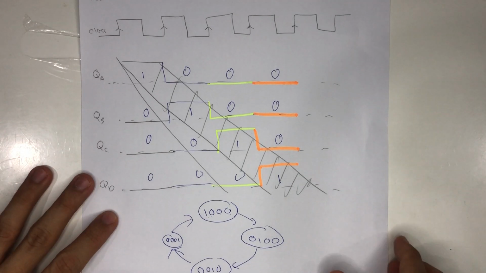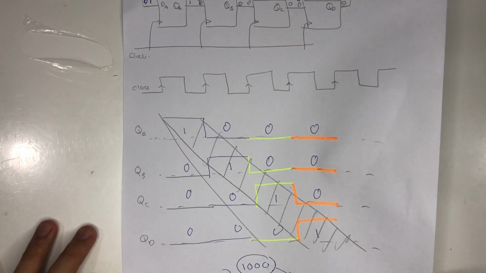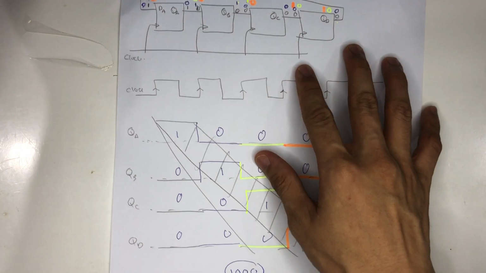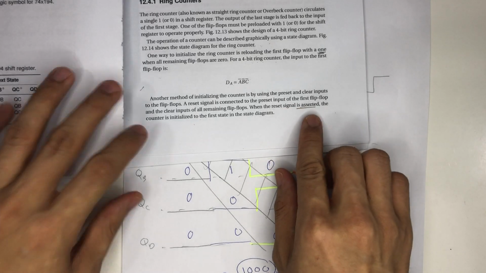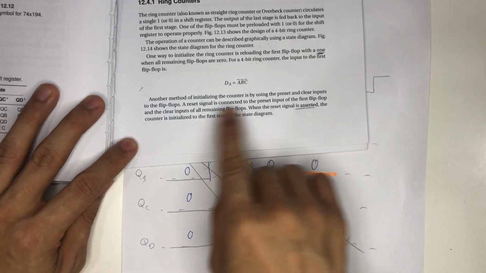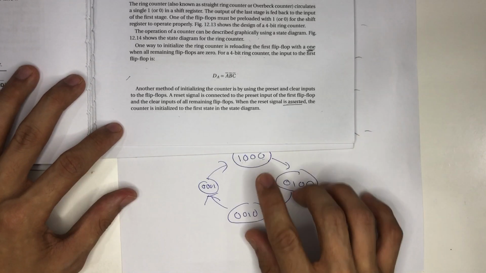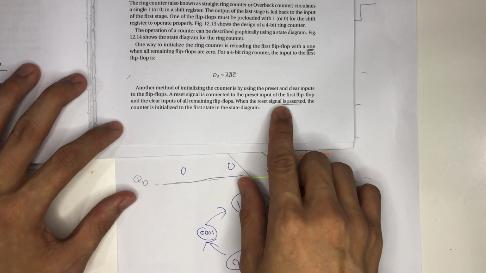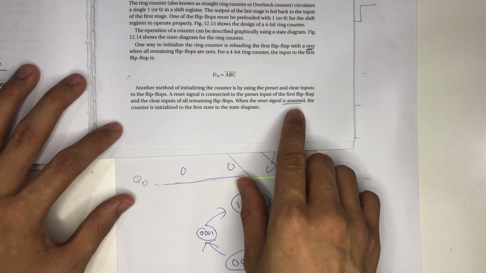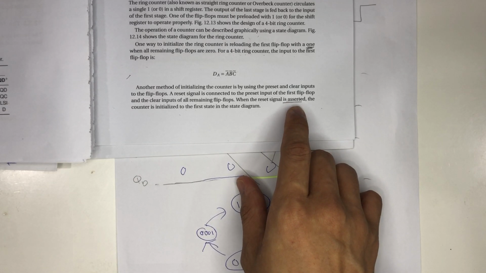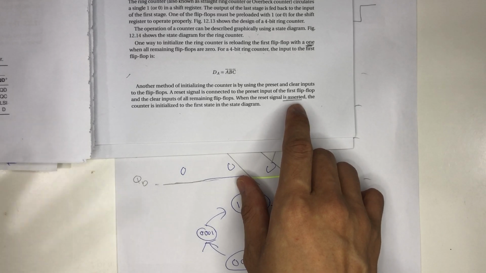So hopefully you understand about the ring counter. Remember, when the reset signal is asserted, the counter is initialized to the first state in the state diagram here. For more information about ring counters, you can look at YouTube.